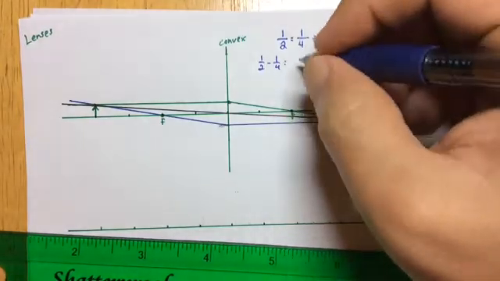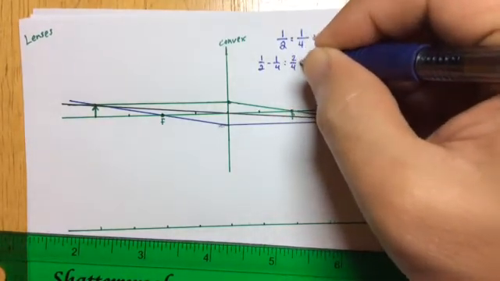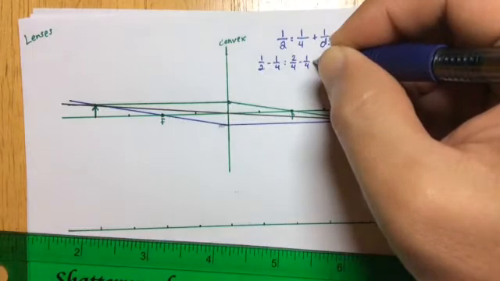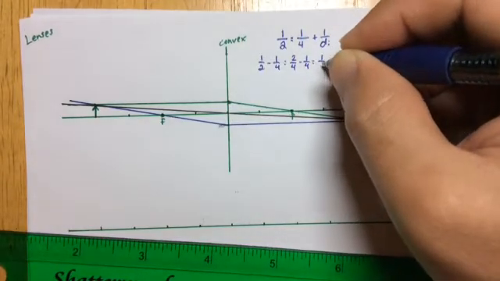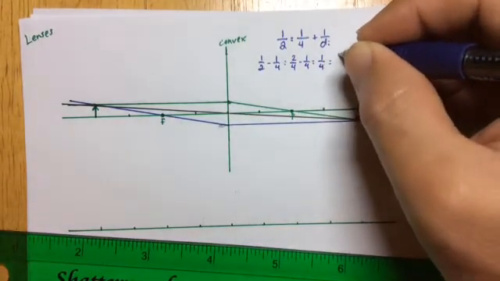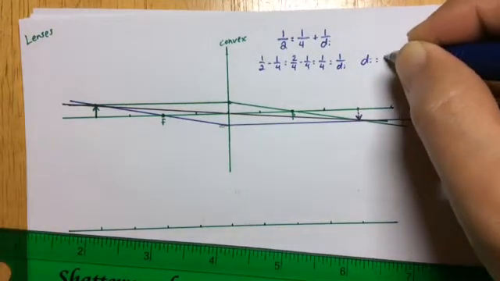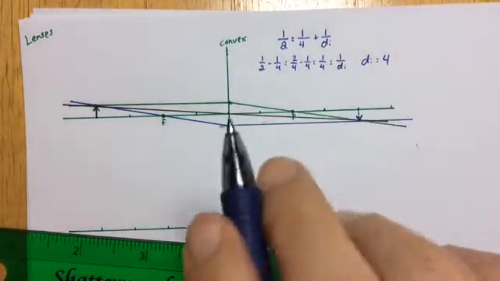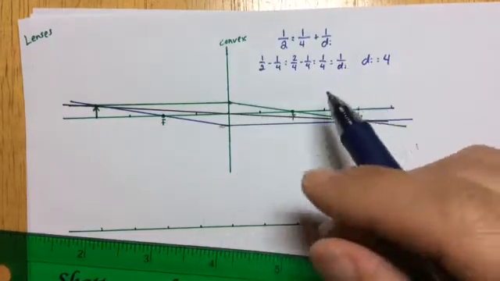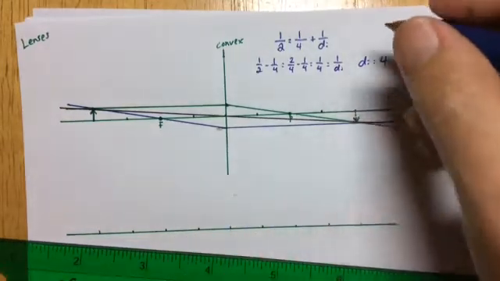Let's see, we can make this a little bit better. 2 over 4 minus 1 over 4 gives me 1 over 4. And that says to me that di has to be 4. So 1, 2, 3, 4. Math works out. Good stuff.